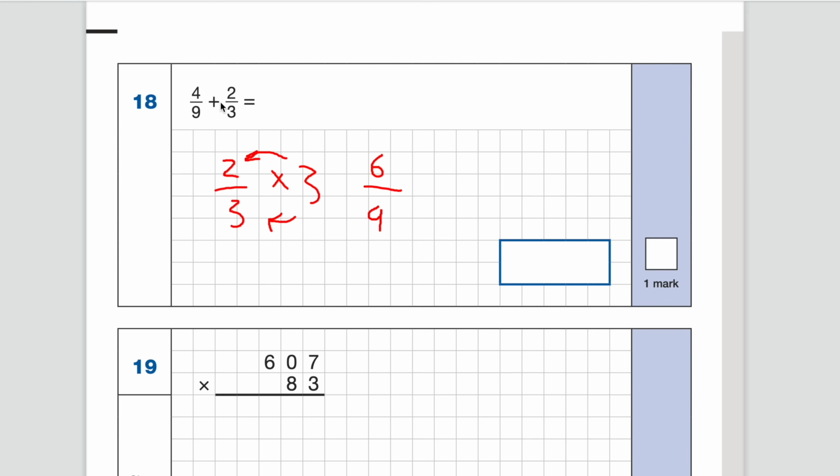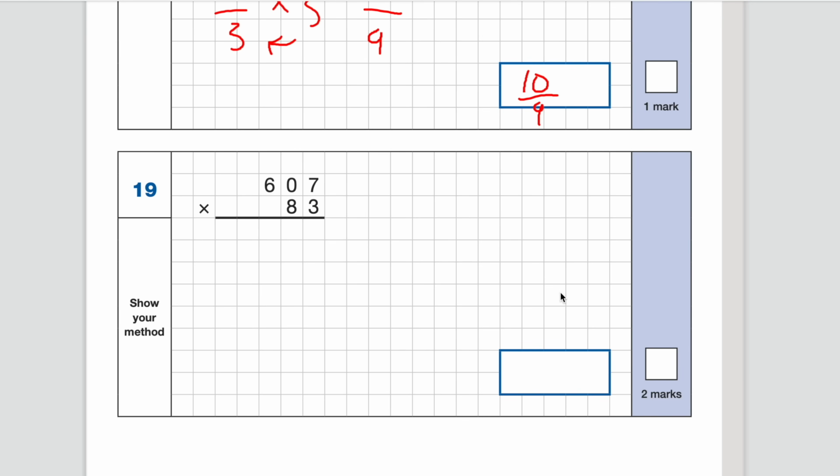So we can put those together. 4/9 plus 6/9 is very easy to work out. It's just 4 plus 6, which is 10. Not forgetting the ninths. Our answer is 10/9. Some people ask me in the comments, do I need to change this into a mixed number? No, you don't. If you leave it like that, that is absolutely fine. It's easier. Don't bother changing it. Your answer is only worth 1 mark. So that's the answer.